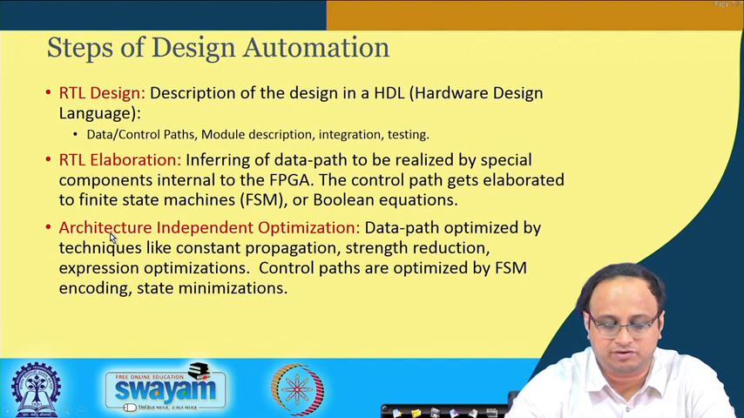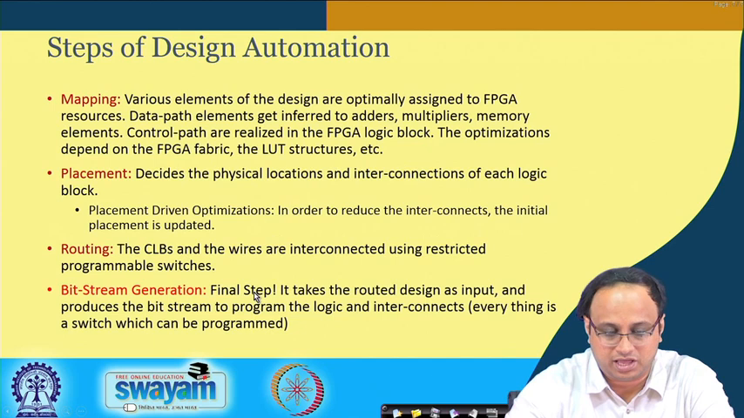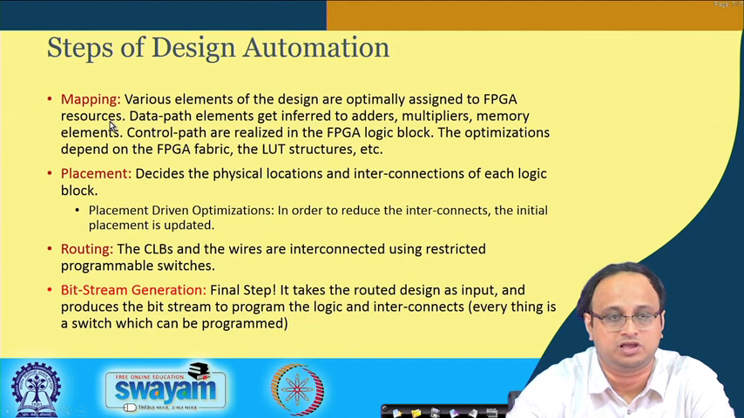Okay. So there are several optimizations which are done. Some of the optimizations are architecture independent, that means they are done by usual compiler optimization techniques like constant propagation, strength reduction, expression optimizations, whereas the control paths are optimized by FSM encoding and state minimization. On the other hand, the next steps are more specific to the FPGA, where you do a mapping. Mapping is where you take various elements of the design and optimally assign them to FPGA resources. The data path elements get inferred to adders, multipliers and memory elements, and the control paths are often realized in the FPGA logic blocks. The optimizations often depend on the FPGA fabric, like the LUT structure, such as whether it is a four input LUT and so on.